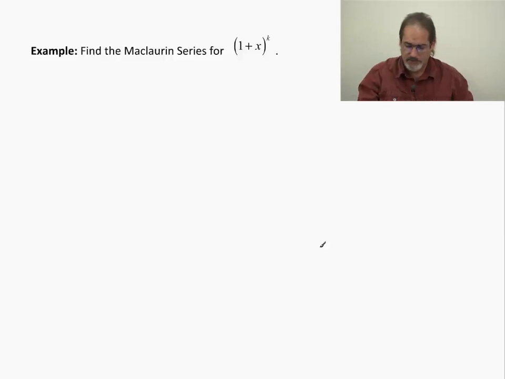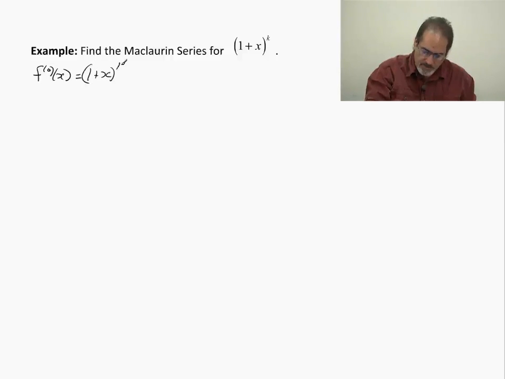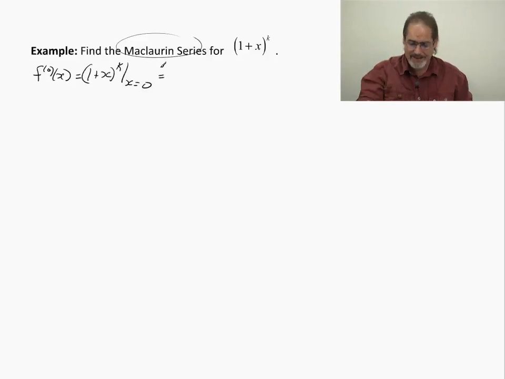Okay, find the Maclaurin series for (1 + x)^k. Well, I'm going to do what I normally do, start taking derivatives. The 0th derivative of f(x) is going to be (1 + x)^k, and I'm going to evaluate that at x = 0 because it's a Maclaurin series, which will give me 1^k, which is just 1.